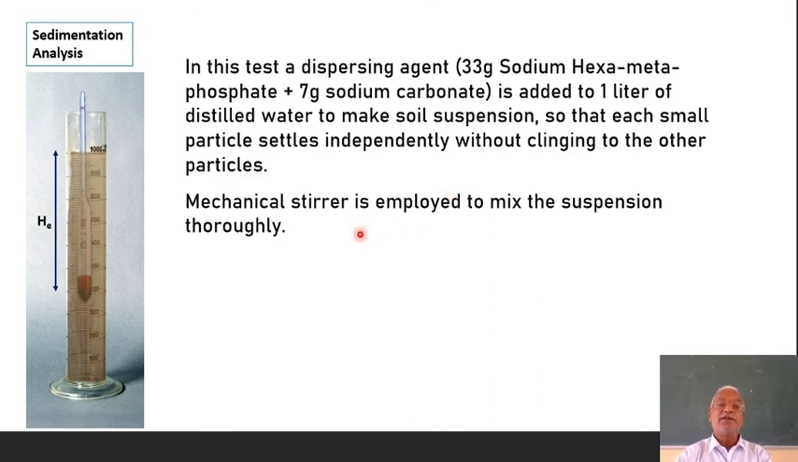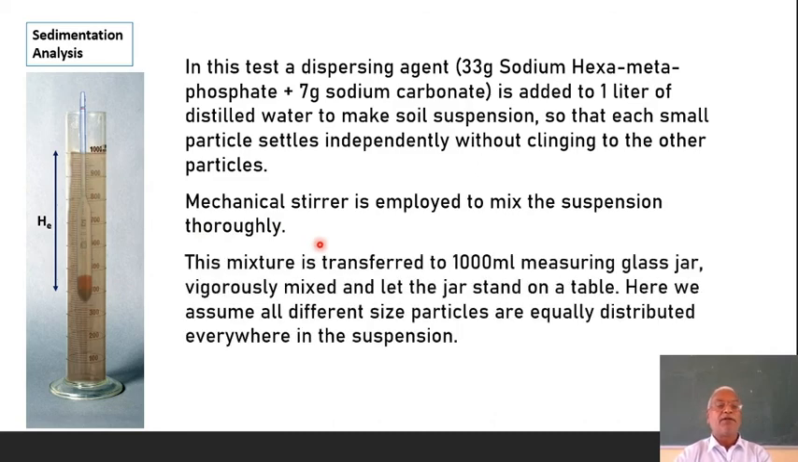Now a mechanical stirrer is employed to mix the soil suspension thoroughly. Means once you mix the soil, you cannot just use your hand or mix it manually. You should use a mechanical stirrer with a motor. It has to be mixed thoroughly, and then it will be placed into the jar. The mixture is transferred to a 1000 ml measuring glass jar, vigorously mixed, and the jar is made to stand on the table.